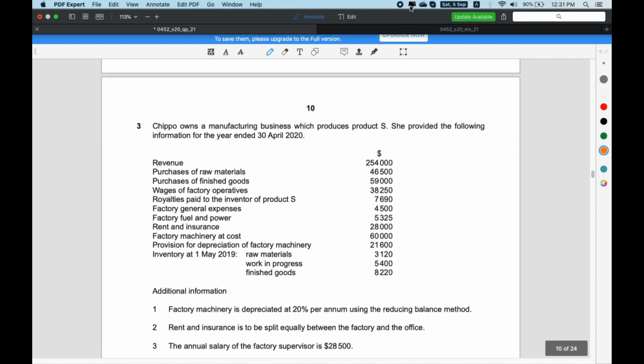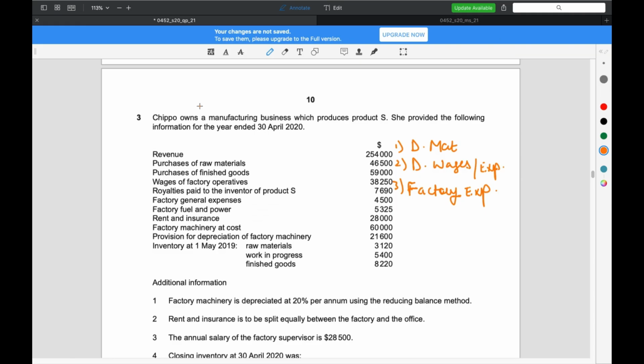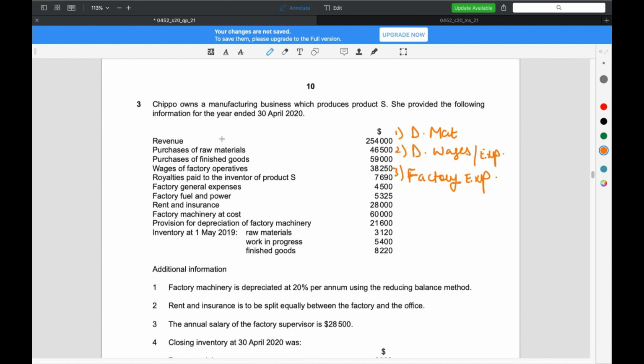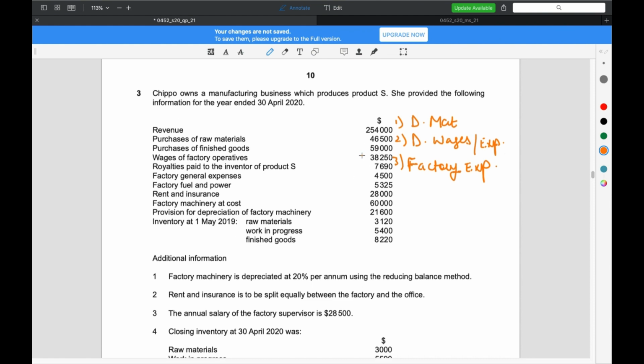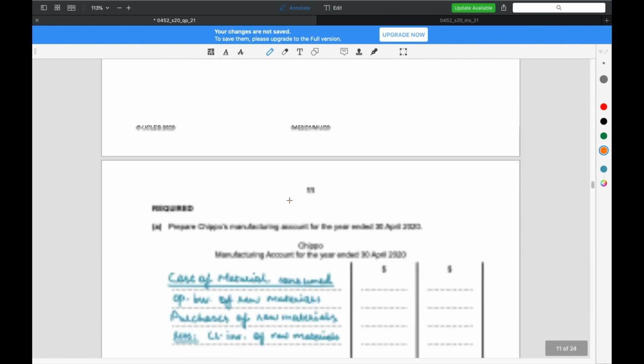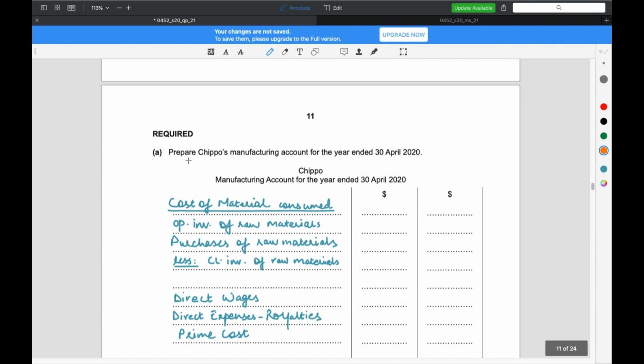So question 3. Question 3, he says Chippo owns a manufacturing business which produces product S. She provided the following information for the year, and then there's some information here, and then some additional information here, and then in part A he says prepare Chippo's manufacturing account.